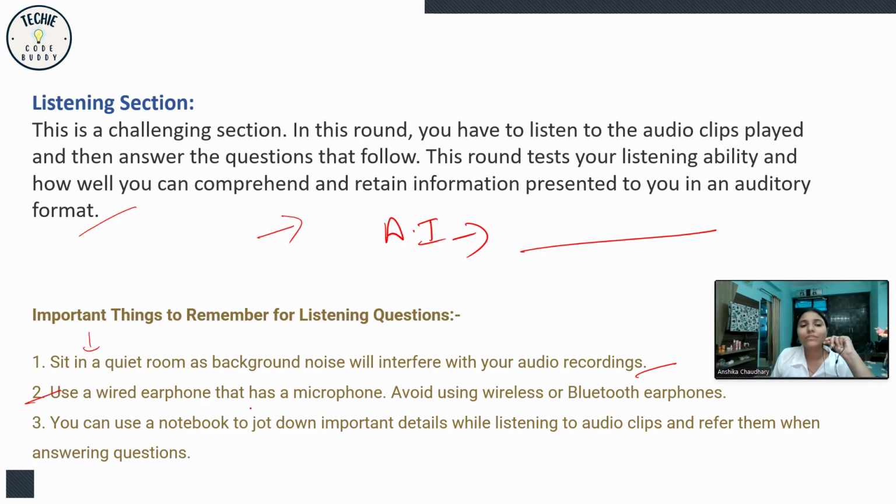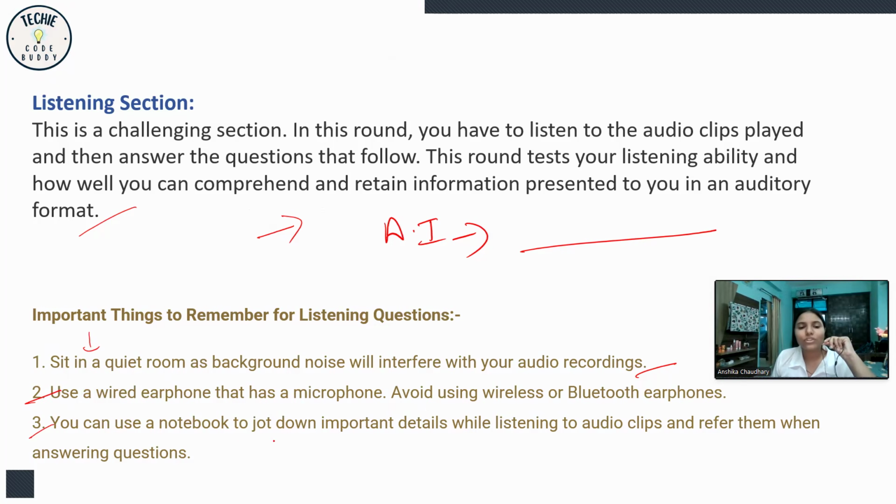The second is to use a wired earphone that has a microphone. It is highly recommended because sometimes Bluetooth earphones are prohibited, and sometimes there may be a connection issue or the battery may be down, because technical is technical, right? So I would highly recommend a good quality, wired microphone.